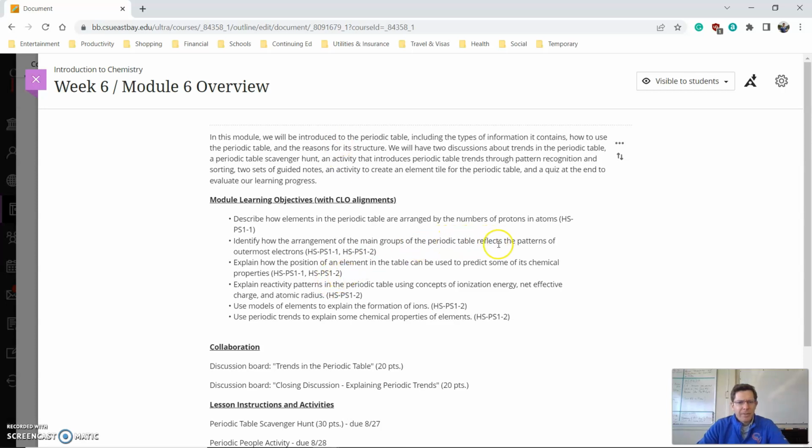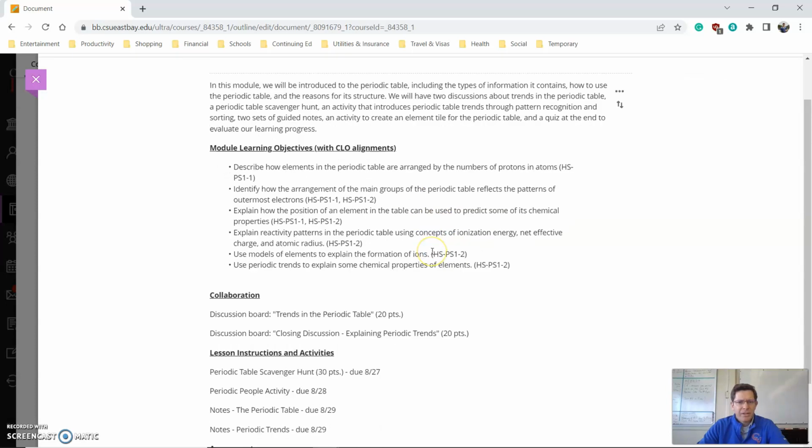So we'll be looking at the different patterns in the periodic table and how they can be used to predict chemical properties and reactivities and different properties of elements like ionization energy, atomic radius, and so on. We'll be looking at the formation of ions. Actually, that'll come up more next week as well. And that's pretty much it.